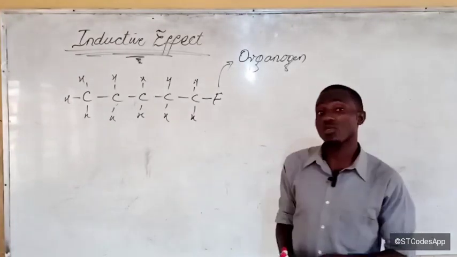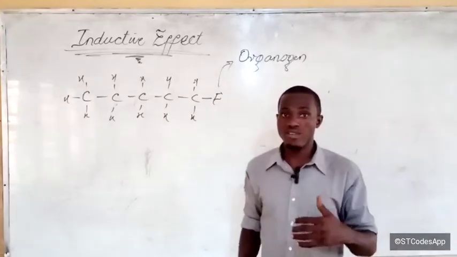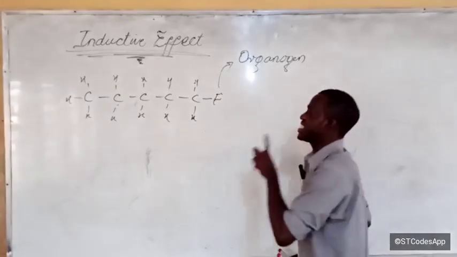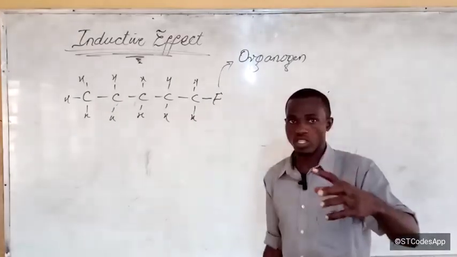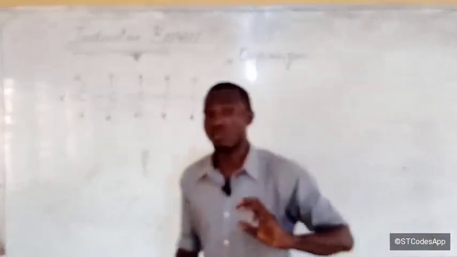Now, it is notable experimentally. Inductive effect is an effect that has been verified experimentally. It has been noticed experimentally that the tilt of electron will be more towards fluorine. And we talked about this in bond polarization.